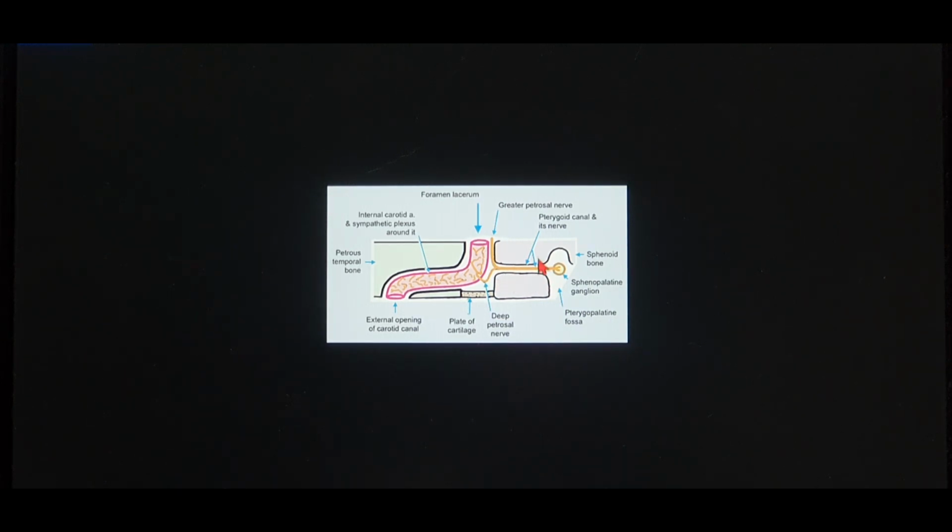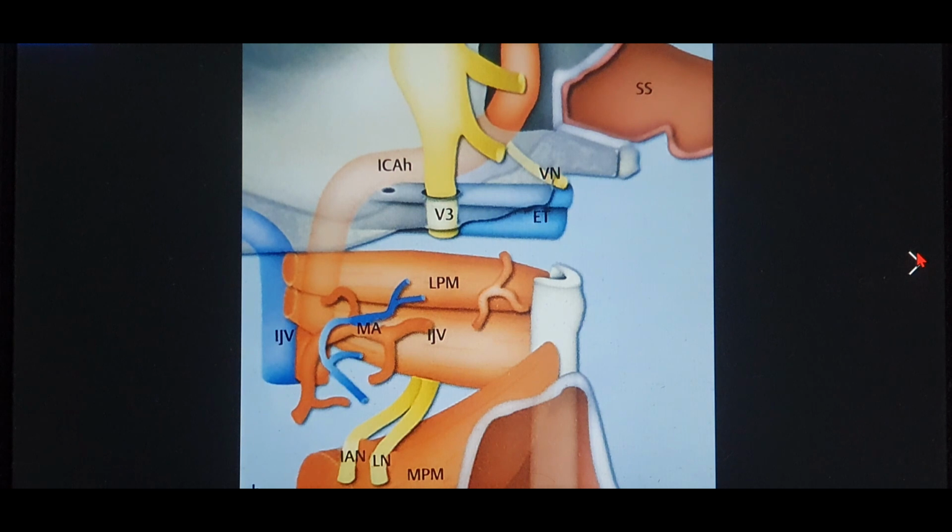That's also called the pterygoid canal, and it forms a Vidian nerve over here. This Vidian nerve enters the Vidian canal and joins the pterygopalatine ganglion, also called the sphenopalatine ganglion. So that's a very important point you always have to remember. Now that was the first and the second part of the internal carotid artery.